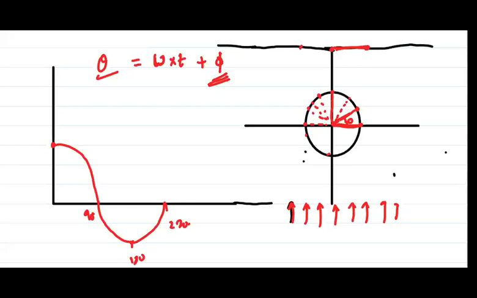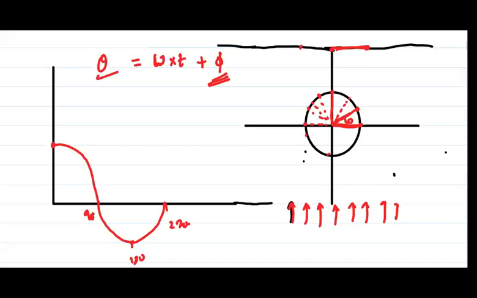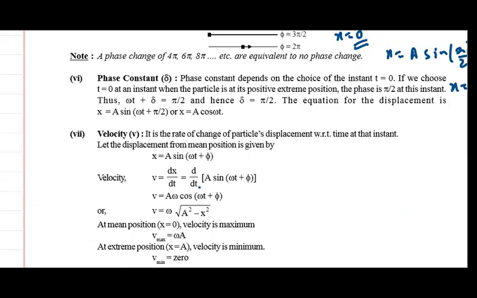So here we are taking only the change with respect to time, not with respect to anything else. Very good, everyone. I hope all of you got this. So this phase constant is clear.